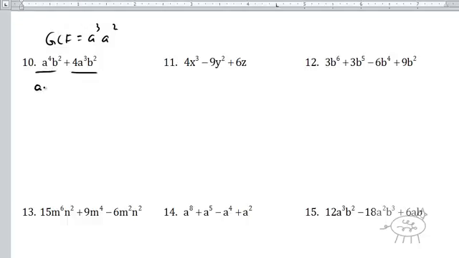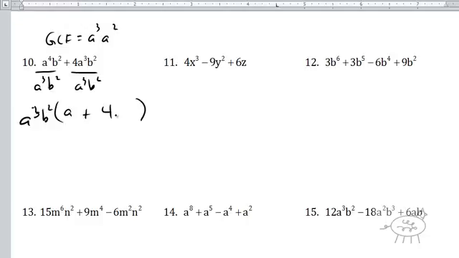So I'm going to divide everyone by a cubed and b squared. Okay, so I'll put that on the outside. Make sure you do that. A cubed b squared, and then basically what you wind up with is a left over, and then plus 4, because the a cubeds and the b squareds cancel. So that's your answer: a cubed b squared times a plus 4.